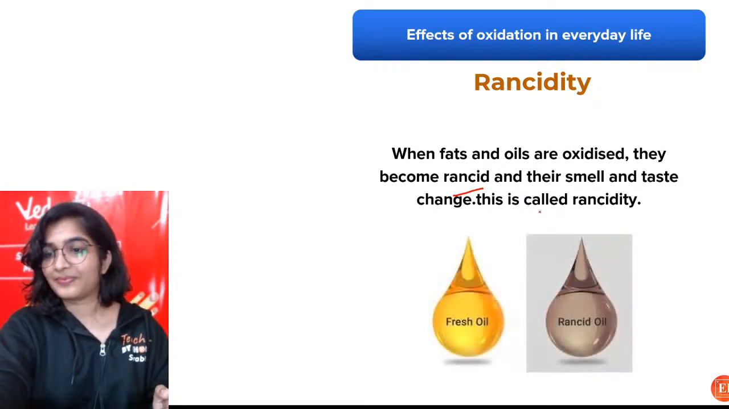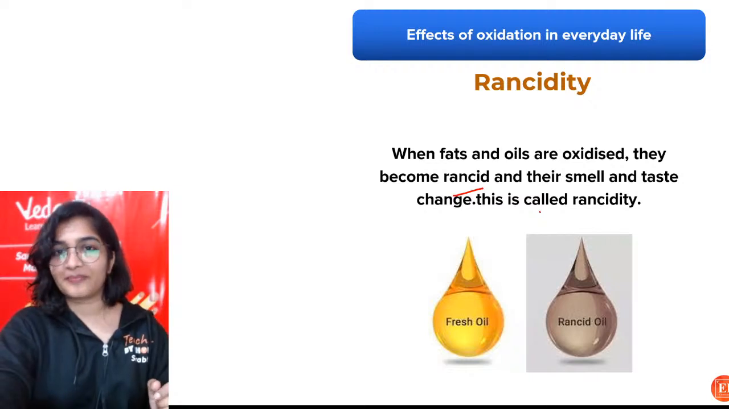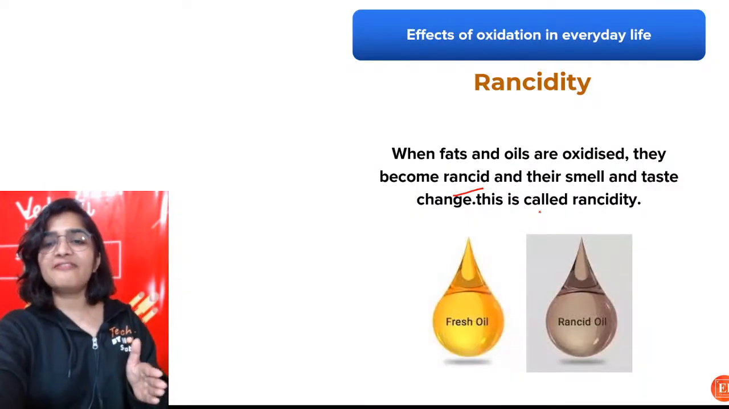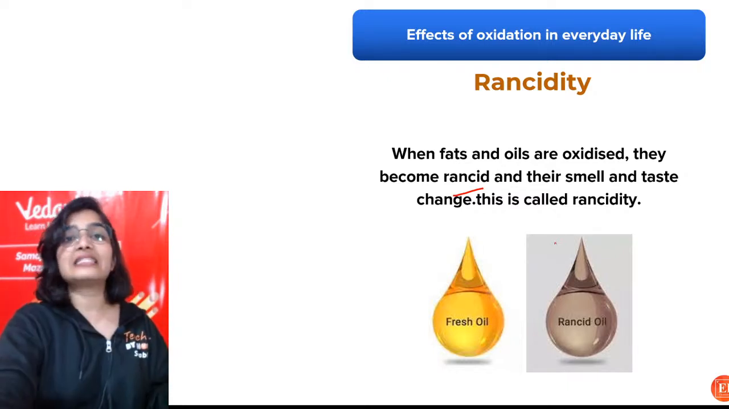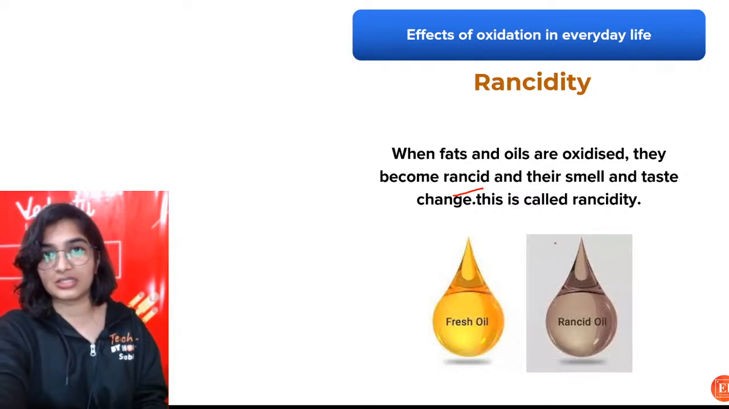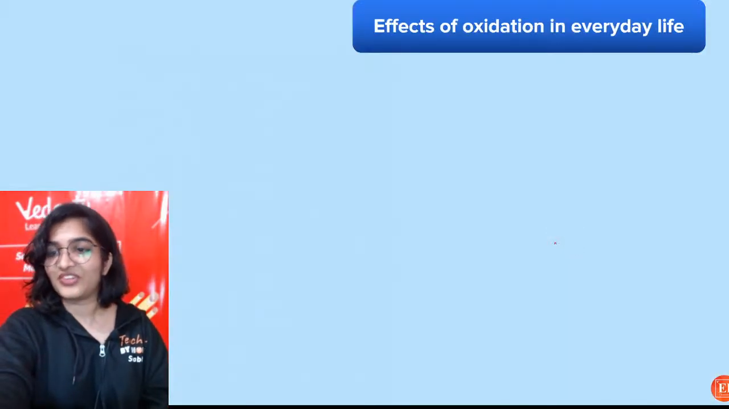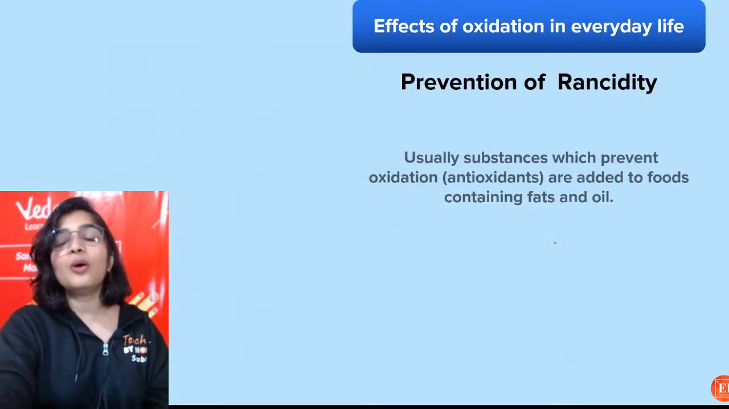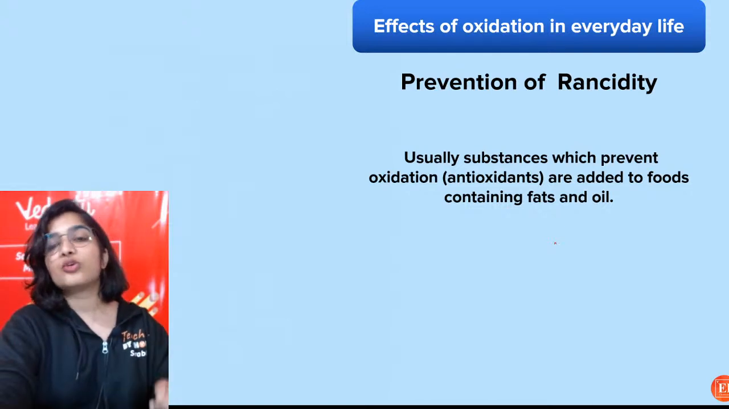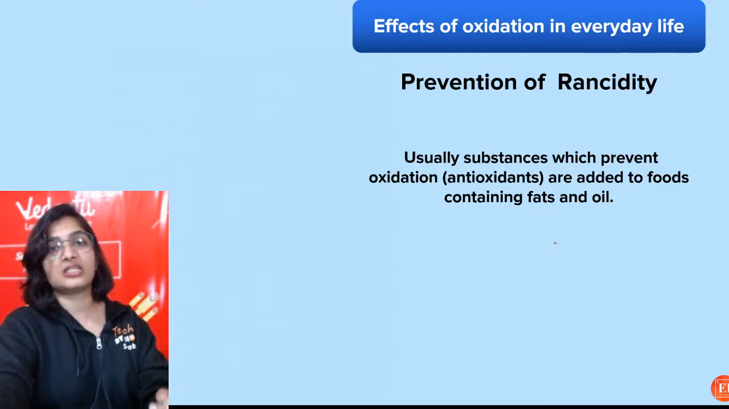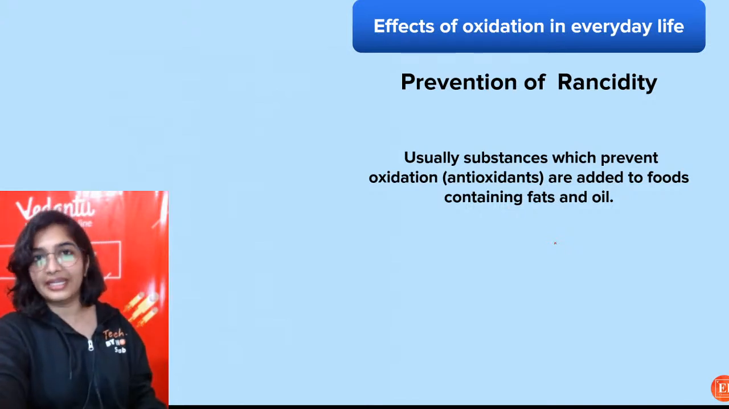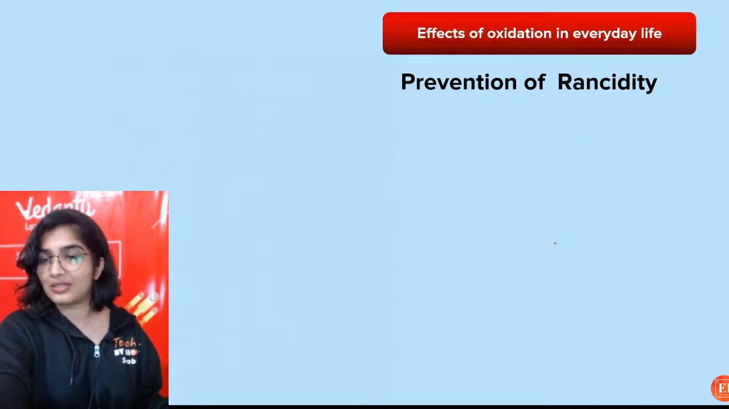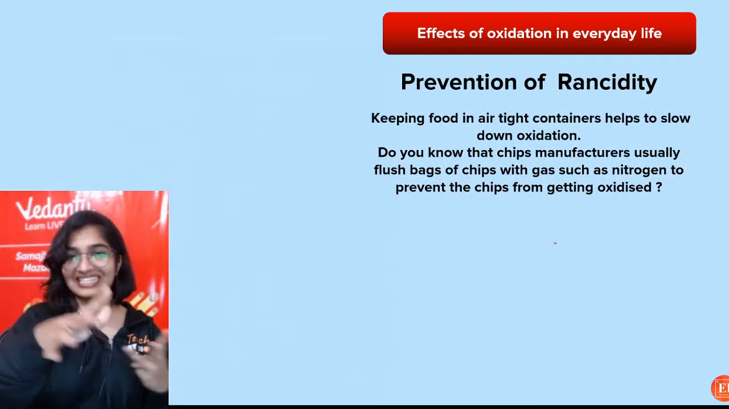See, fresh oil, rancid oil. There will be oxidation of the fats and oils present in the food substances. You hate rancidity. So how to prevent rancidity? Usually substances which prevent oxidation are called antioxidants, which can be added to food containing fats and oils.